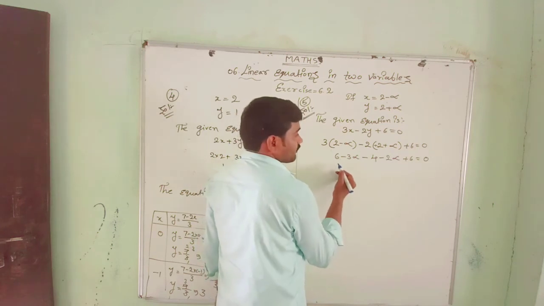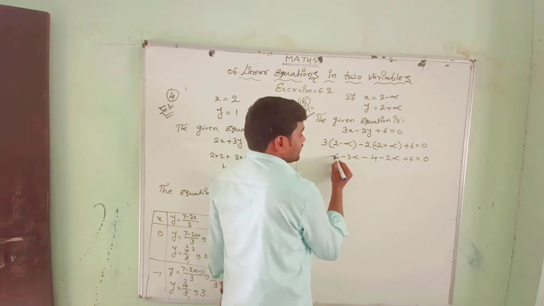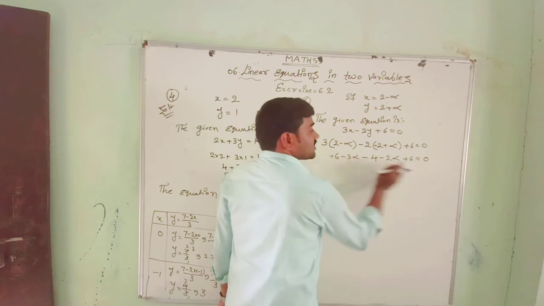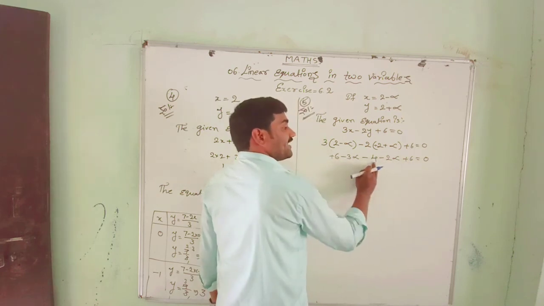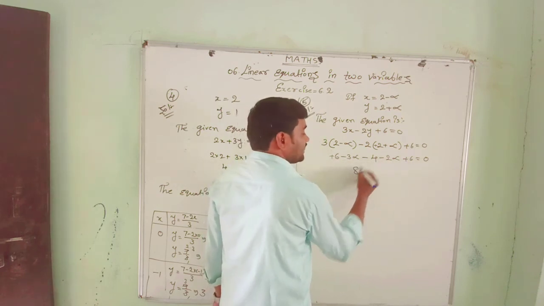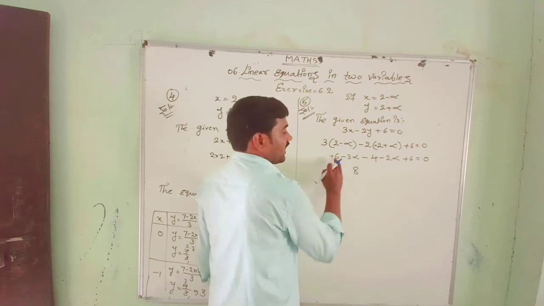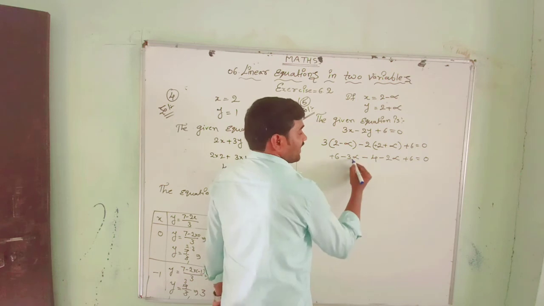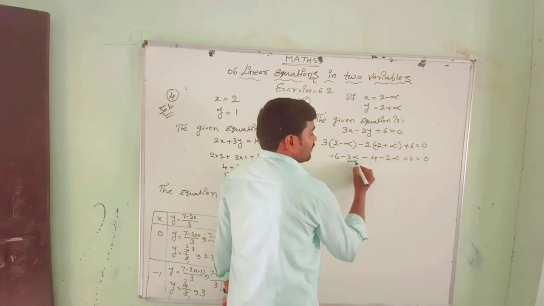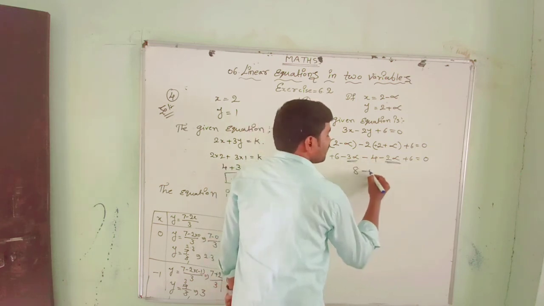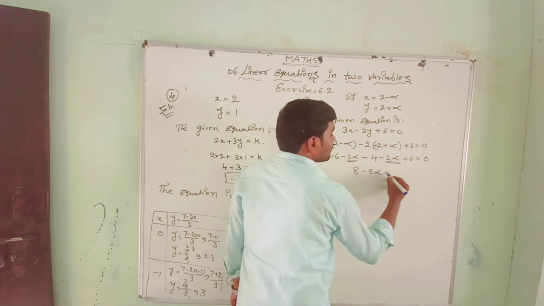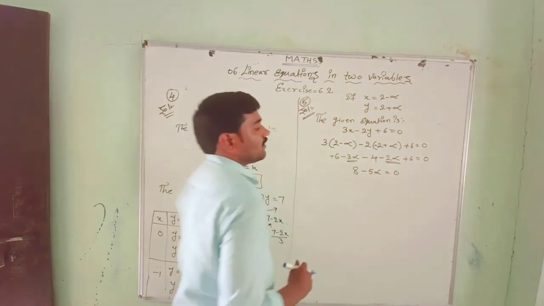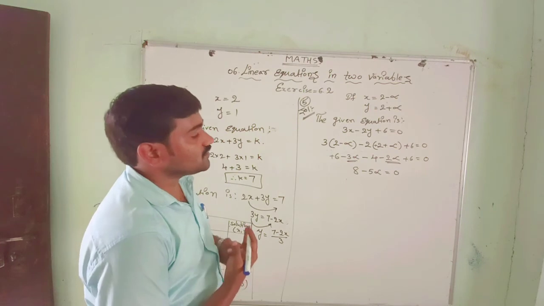See here, plus 6. 6 minus 4 is 2, 2 plus 6 is 8. Here minus 3 alpha, minus 2 alpha. Minus 3 alpha minus 2 alpha is minus 5 alpha, so 8 minus 5 alpha equal to 0.